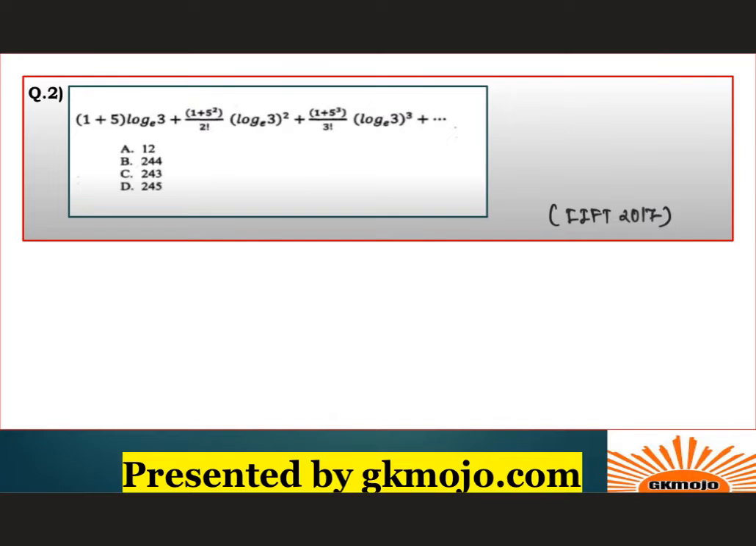Let's have a look at question number 2. This is a favorite template for the IIFT team, a regular template which has been seen in all the papers of IIFT. A lot of students find this difficult, but it is actually not difficult if you know the right things and which string to pull when. The formula you need to know here is e to the power x is equal to 1 plus x plus x square by 2 factorial plus x cube upon 3 factorial plus x to the power 4 upon 4 factorial. This is the series of e to the power x.